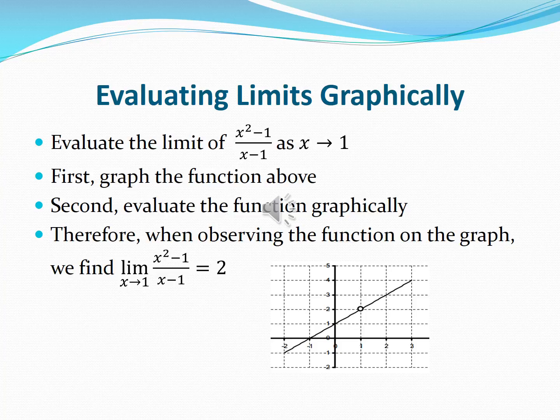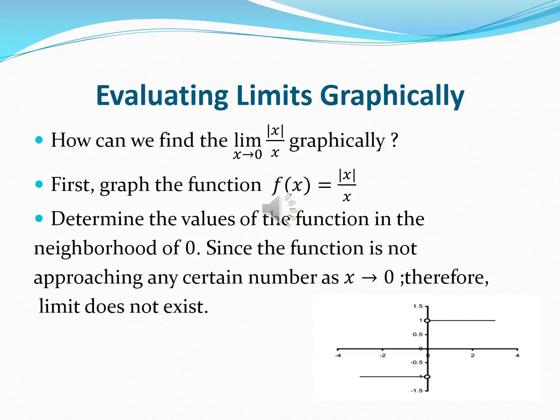The graph below suggests that as we get closer to 1, the values of the function from the right and from the left are equal to 2. So we say the function tends to 2 at that point, then the limit of the function is equal to 2.